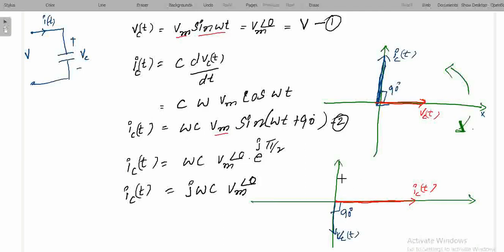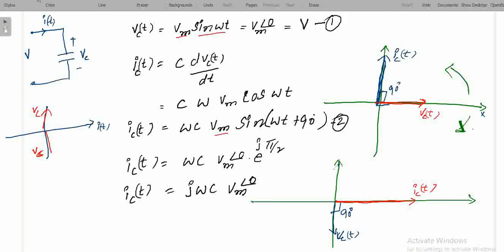While discussing the inductor, we considered the voltage on the upper side. Here we are going to consider it on the downside. If I consider some current here, always for an inductor voltage leads, for a capacitor voltage lags. With respect to the current, voltage leads the current for an inductor, and for a capacitor voltage lags the current.